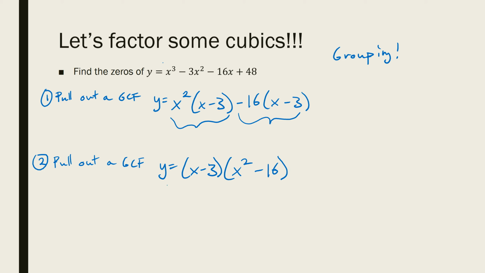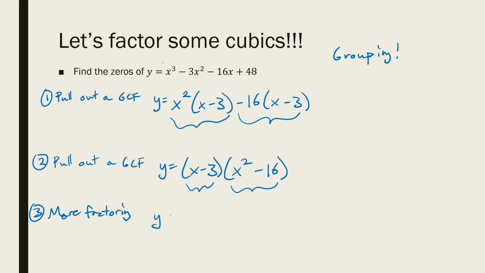Next, we're almost done. Look, I factored it. I have something times something else. We just need to look for more factoring. And here's what I mean by that. More factoring. We need to see if any of these binomials can be factored further.